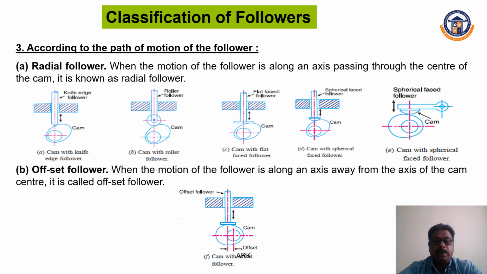In an offset follower, when the motion of the follower is along an axis away from the axis of the center, then it is called an offset follower.